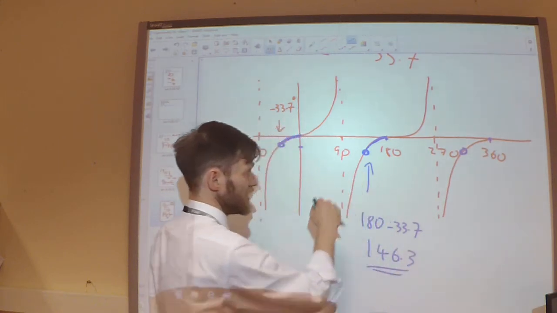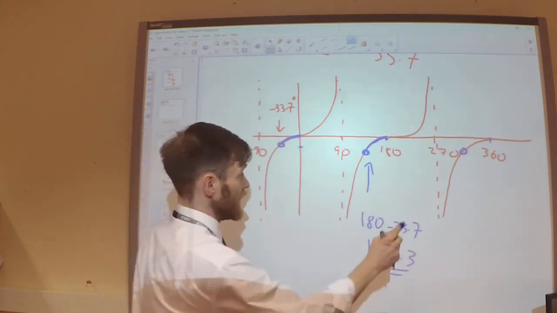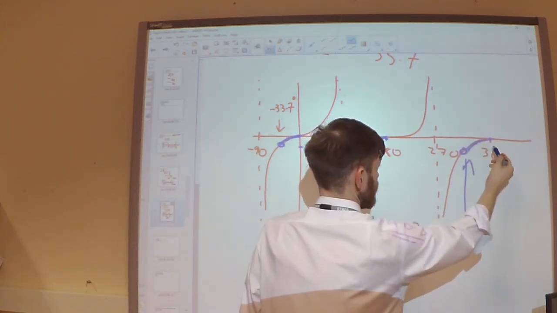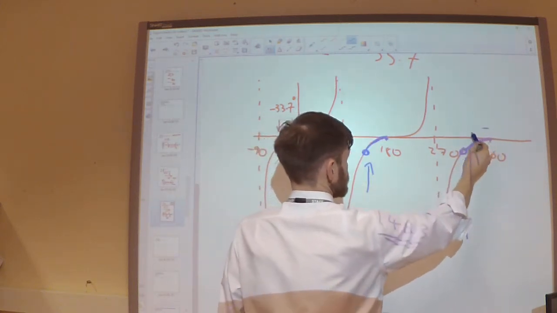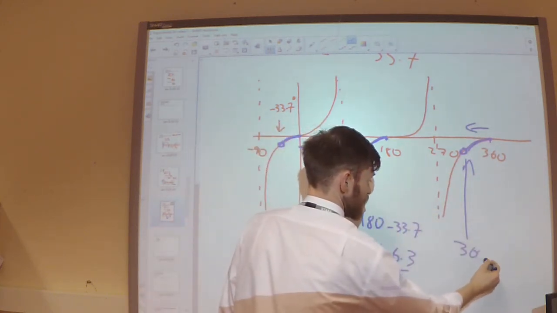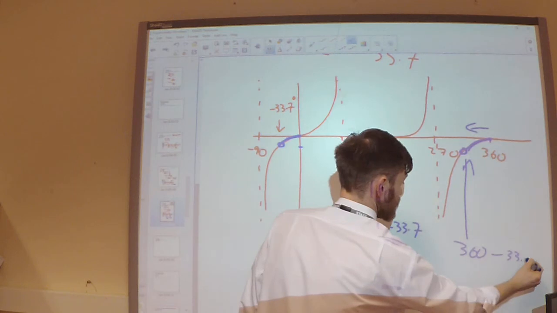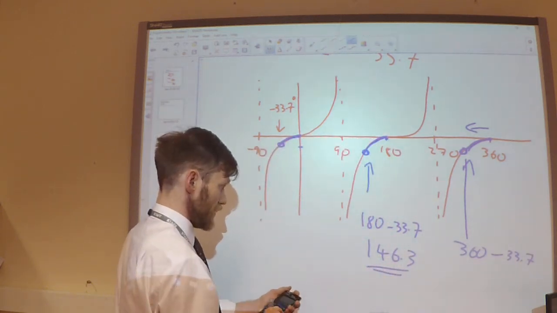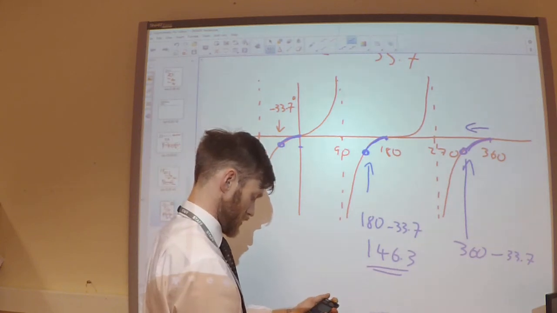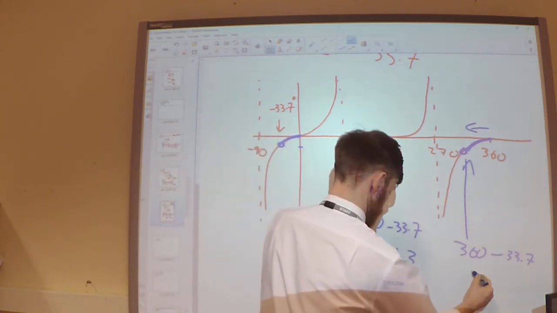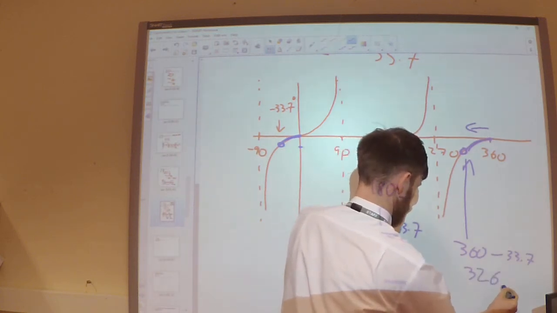And I get 146.3 degrees here. And to get this answer there, again, I know it's got to be 33.7 degrees away from 360. So 360 take away 33.7, and I will get 326.3.